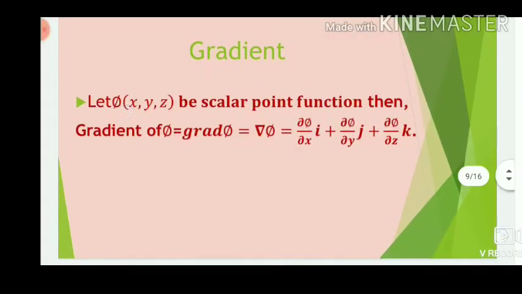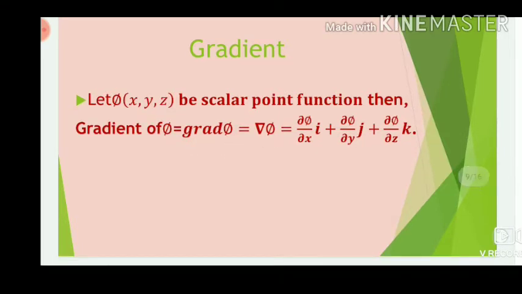Now let me define a new concept, which is gradient. Let phi of xyz be a scalar point function. Then the gradient of phi, denoted as grad phi, also denoted by del phi, is equal to dou phi by dou x i plus dou phi by dou y j plus dou phi by dou z k. Remember, phi is a scalar quantity and gradient is a vector quantity.